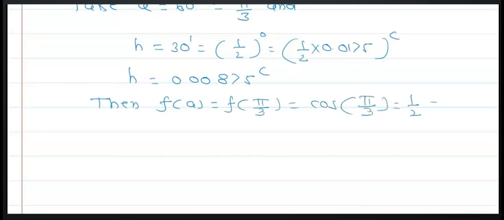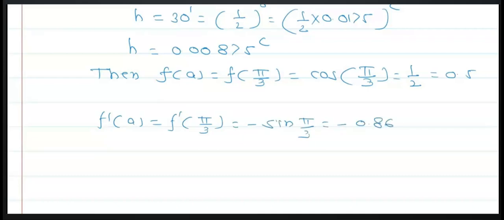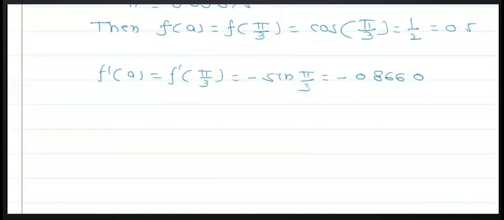Then f of a is equal to f of pi by 3, that is the cos of pi by 3, which is equal to 1 upon 2, that is 0.5. f dash of a is equal to f dash of pi by 3, that is equal to minus sine of pi by 3, that is minus 0.8660.